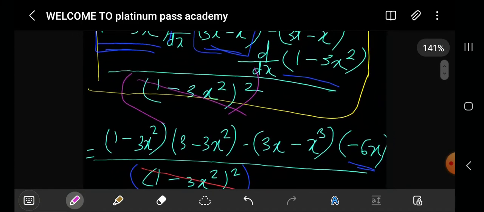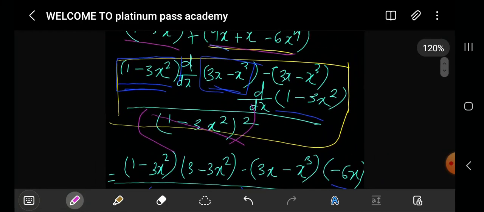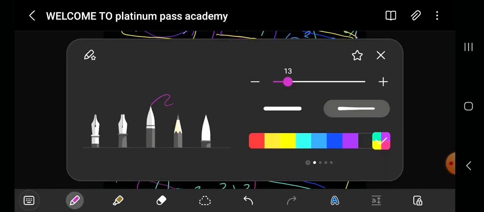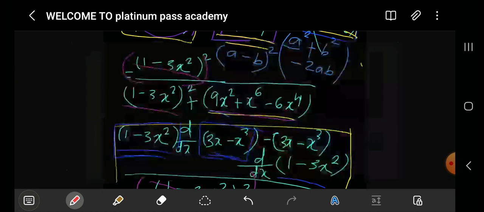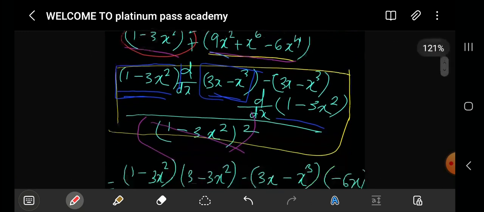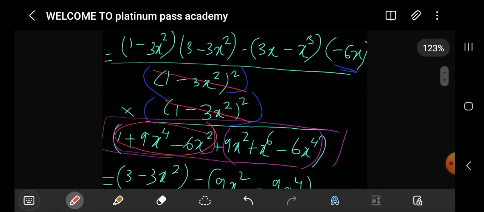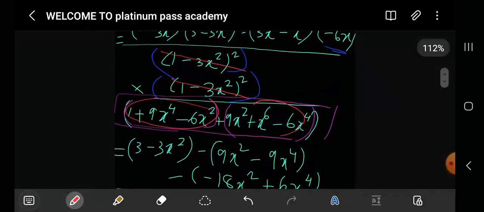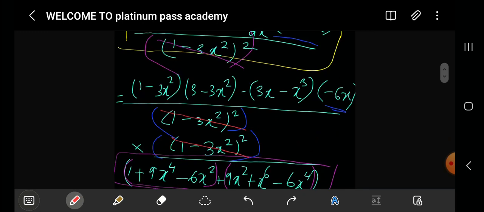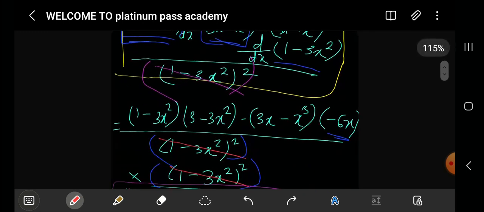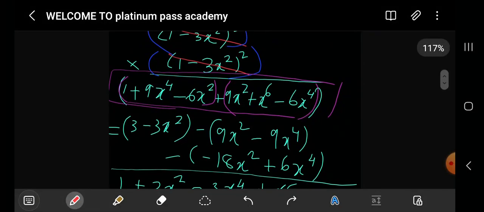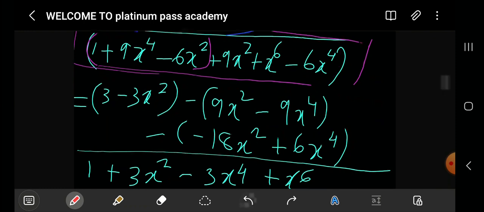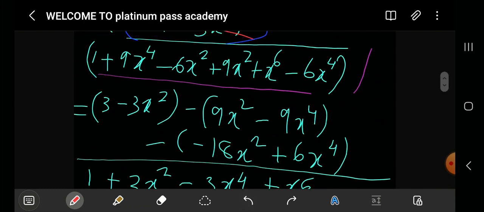The square of this term is done here. Okay, and the simplification of this one is done here. So this whole term gets simplified like this.